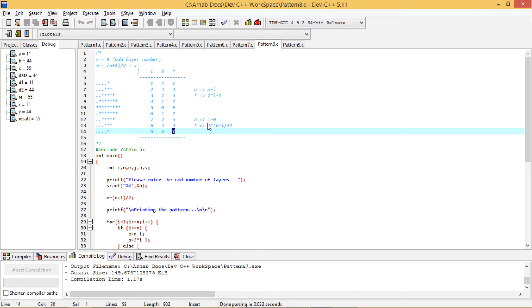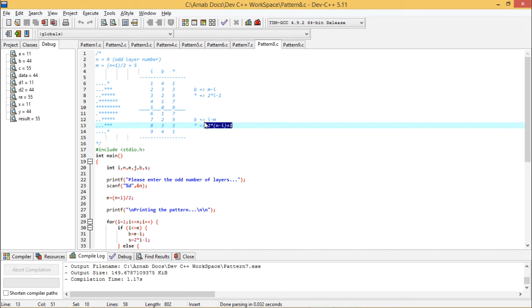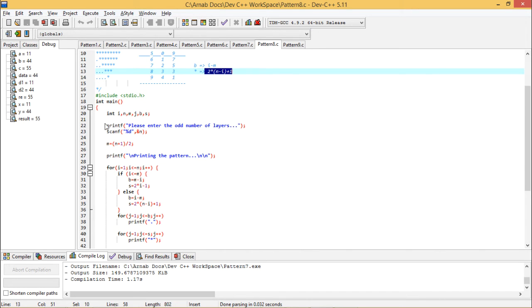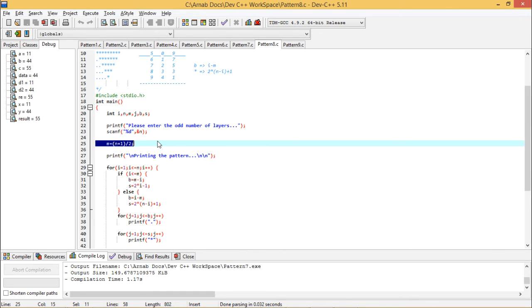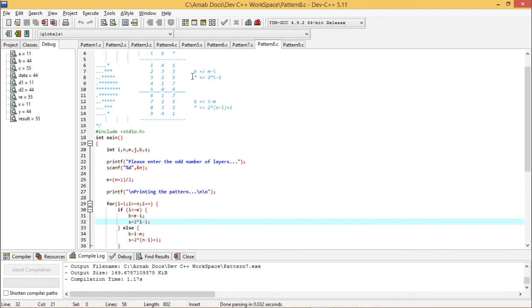So here the logic is this one. So we have got all the logic in the upper half and the lower half. Now how to implement it? So here we are reading the value of n from the keyboard, and here we are getting the middle point calculated. Here we have taken two variables. One is the blank b, another for the star count s. Now see, in the upper half we are having n minus I for the blank count and 2 star I minus 1 for star count.